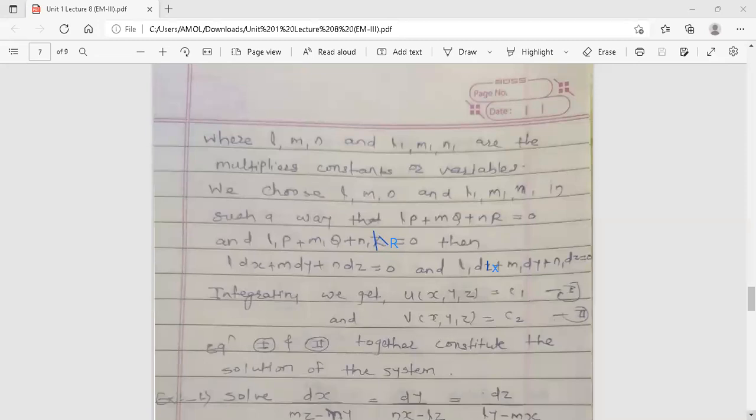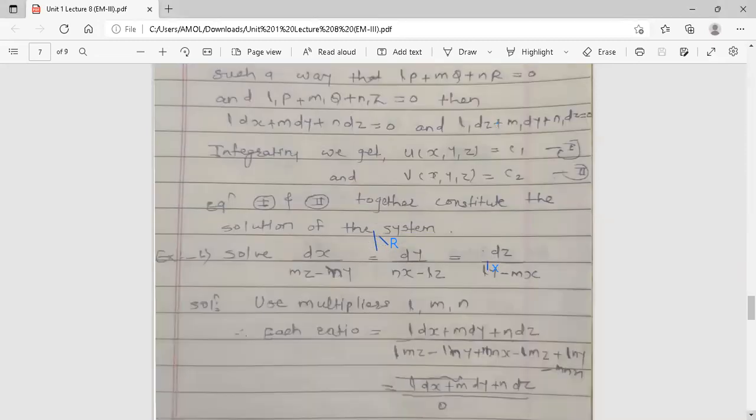So equations 1 and 2 together constitute the solution of the system. Like the first method, the grouping method, where we also have two sets of solutions, here also in the second method, the method of multipliers, there are two sets of solutions. Now see the example.